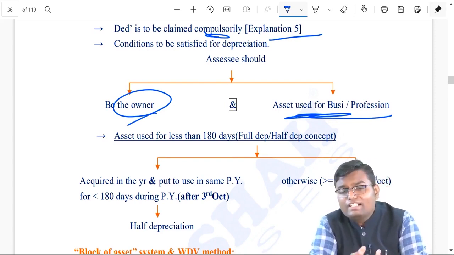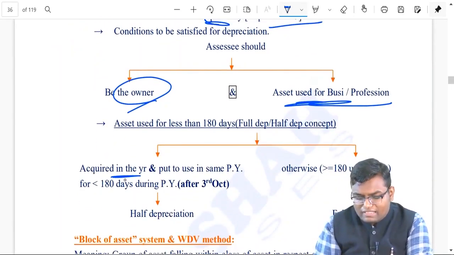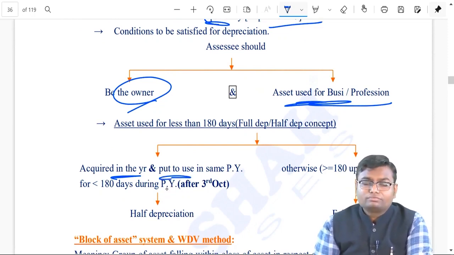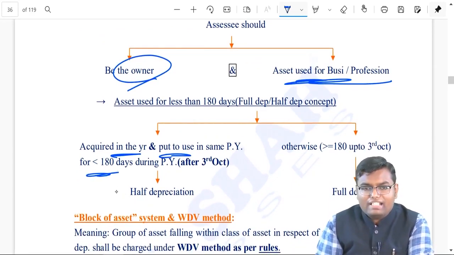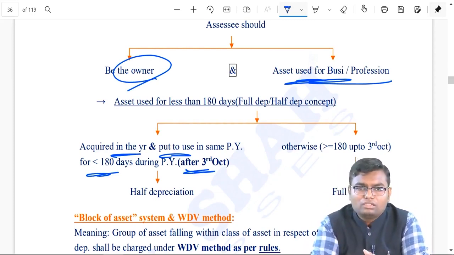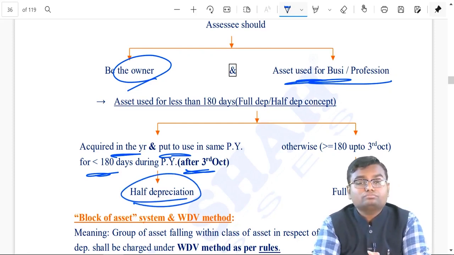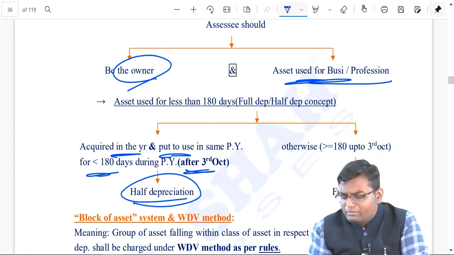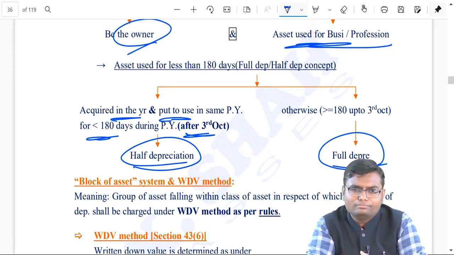Sir, when will we get half year depreciation? Ask the question: in the year in which you have acquired the asset, is it the same year in which you have put it to use? If yes, then for how much period have you put the asset to use? Let's say I have put it to use for less than 180 days, means after 3rd October 2020, from 4th October onwards, then you will not get full depreciation, you will get only half depreciation of that asset. But in any other case, it will be full depreciation, means if you have put it to use for more than or equal to 180 days, full depreciation.